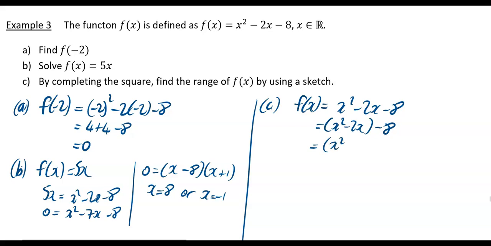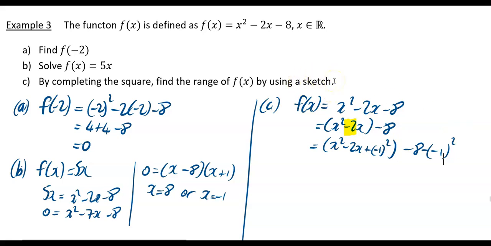So you half the coefficient of x. So the coefficient of x, I have it highlighted, is minus 2. Half the coefficient of that would be minus 1. So add in minus 1 squared, then minus 8, and then you must take away minus 1 squared again to keep that balanced. So from this line to this line, what I've done inside the bracket, I've added in minus 1 squared. That means outside I have to take away minus 1 squared.